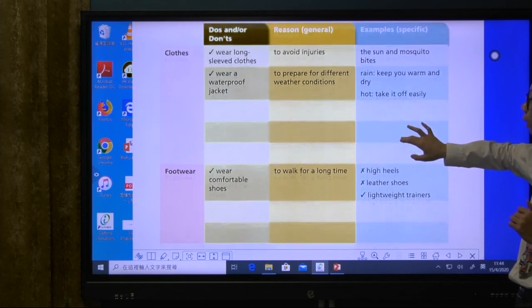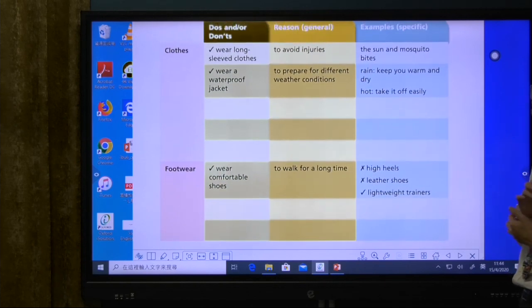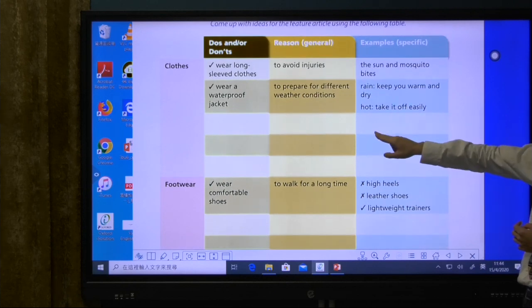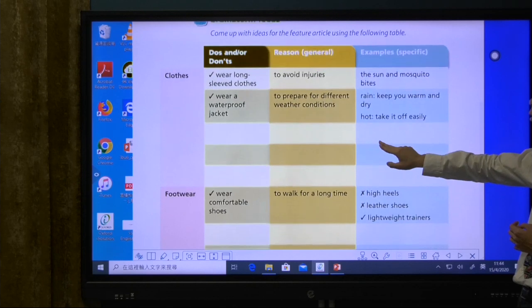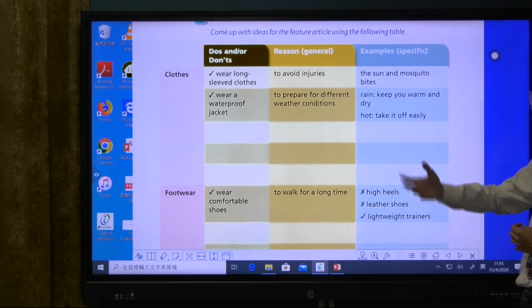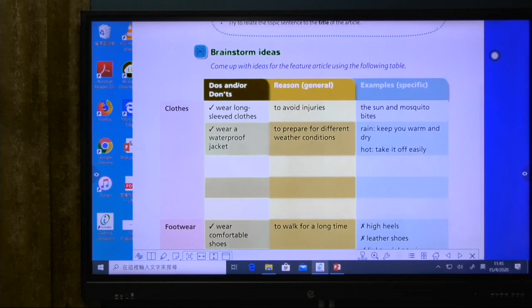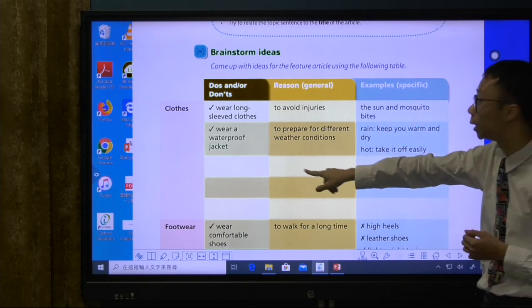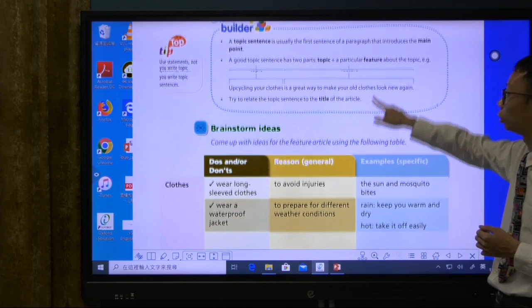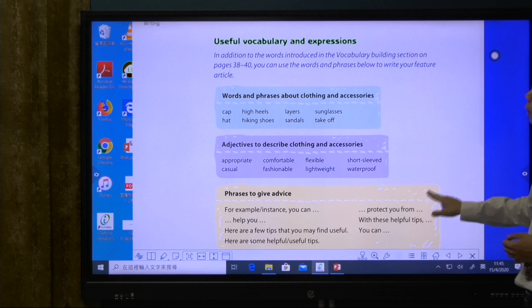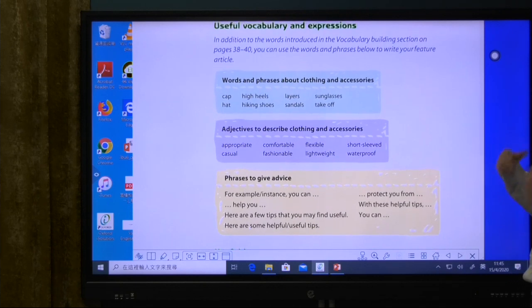All right, so this is what you're supposed to do going home. Once you go home tonight, do some more brainstorming of ideas, and then move on to write your article tonight. Now I'll show you how to put these brainstormed ideas together into a topic sentence, and then I'll show you some other useful vocabulary and expressions.